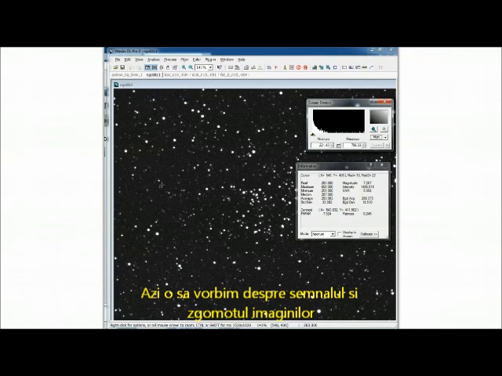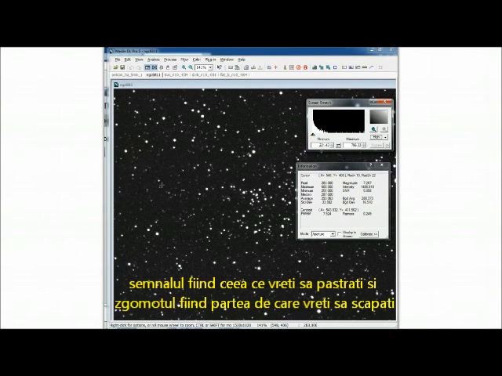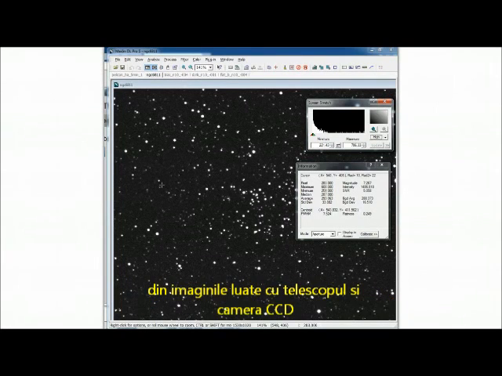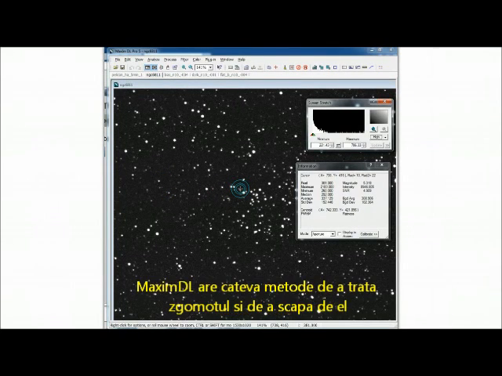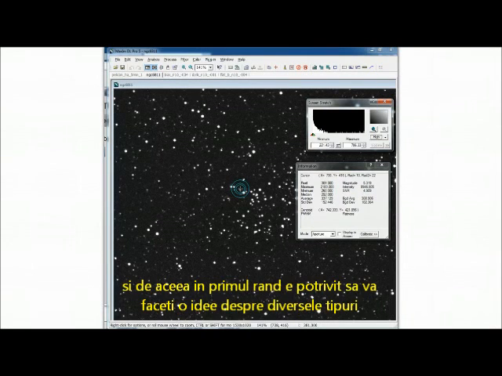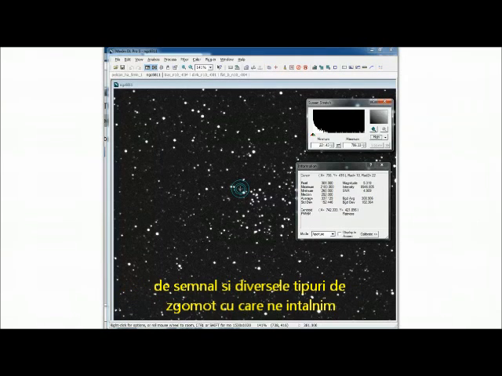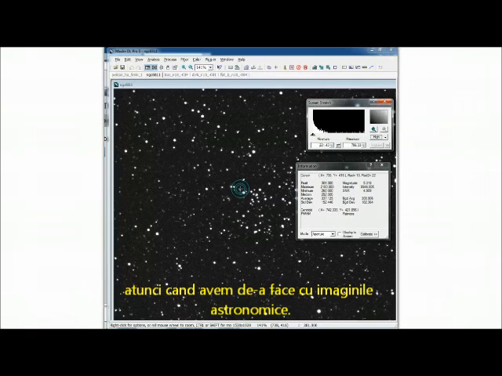Today I'll be talking about image signal and image noise. Image signal being the thing that you want to keep and the noise being the stuff that you want to get rid of in each image that you take using a telescope and CCD camera. MaxIm DL has a number of methods of dealing with noise and getting rid of it, and so first I think it's appropriate to give you an idea of all the different types of signals and all the different types of noise that you will encounter when taking astronomical images.